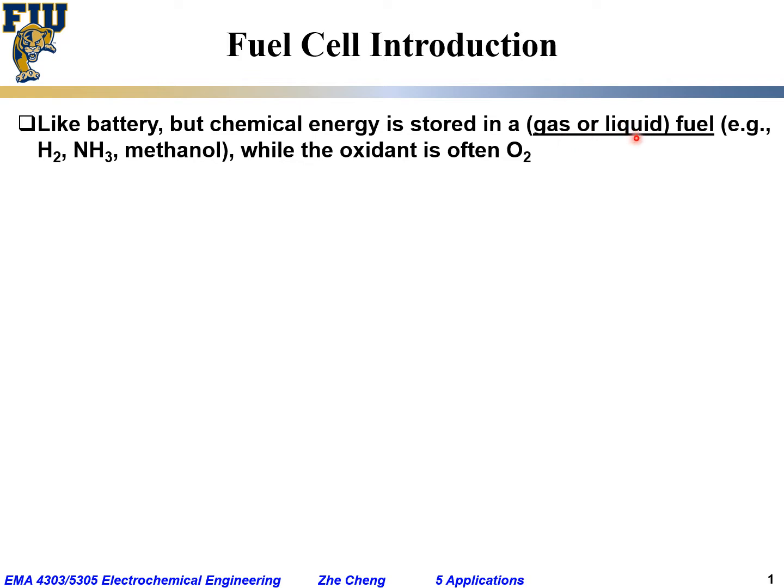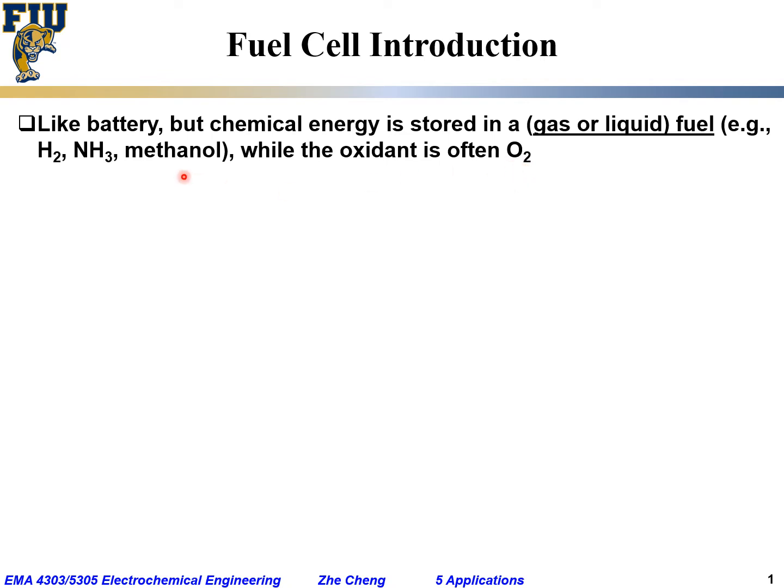or a liquid. When we think of gas, you can think of hydrogen gas, ammonia. When you think of liquid, it could be something like methanol, or even gasoline or diesel. And the oxidant, or the species to be reduced in a fuel cell, is most often oxygen gas in the air, in the atmosphere.